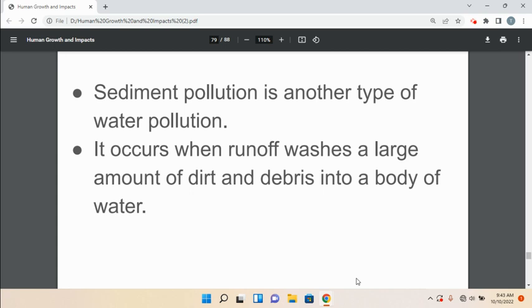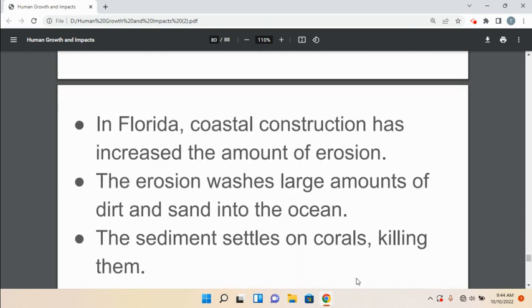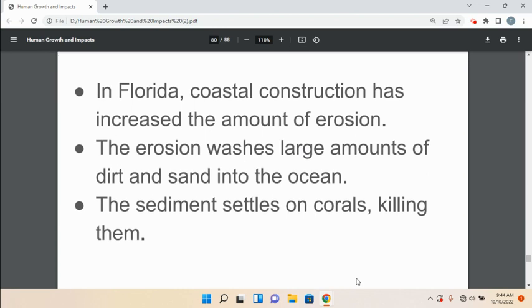When we clear land, that creates bare soil that when it rains will run off and wash into bodies of water. A lot of dirt and debris will run off with that water into the ocean, into the rivers, etc. A good example of this has happened around Florida, where coastal construction has increased the amount of erosion. This erosion dumps large amounts of dirt and sand into the ocean, and this sediment has settled on corals and killed most of the hard coral reefs in the Caribbean.